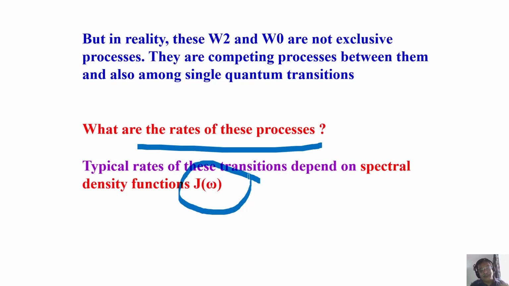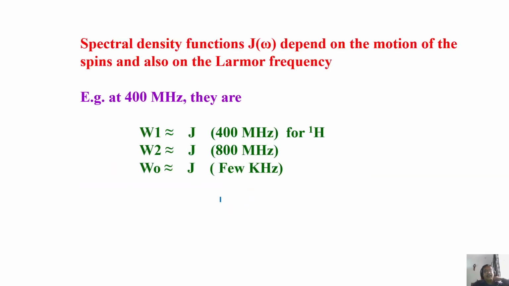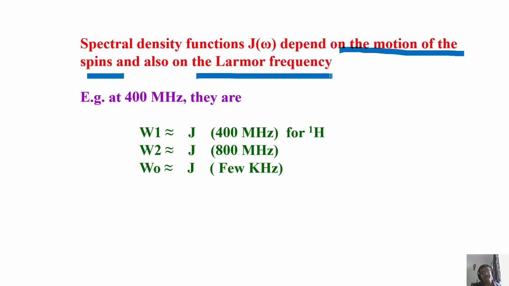So this type of fluctuating magnetic field has certain definite frequencies. You can do the Fourier transformation of the time domain fluctuating signal and you'll get the frequency. And that is called the spectral density function. Without going more into the details, I tell you what the spectral density function depends upon. It depends upon the motion of the spins and on the Larmor frequency. It depends upon two things. First, it depends upon the motion.